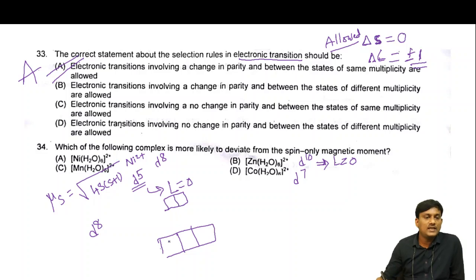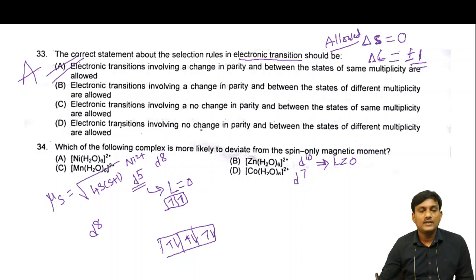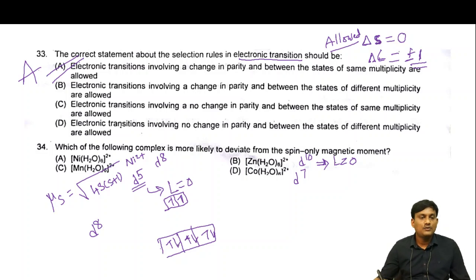So if you take d8: 1, 2, 3, 4, 5, 6, 7 and 8. This is the d8 electronic configuration. Here we have dxy, dyz, dzx. Let us take -2 and -1, and dz square we know 0, and this one is +1, and this one has +2.